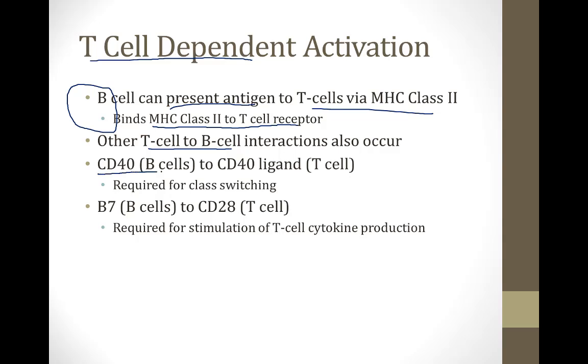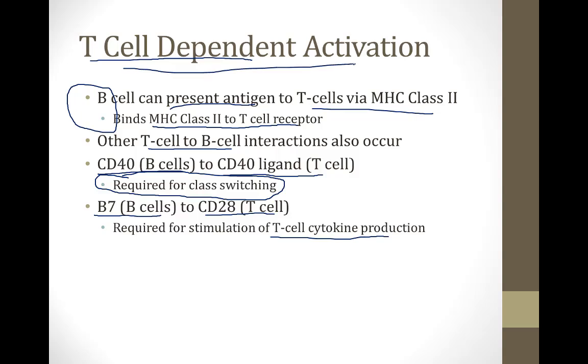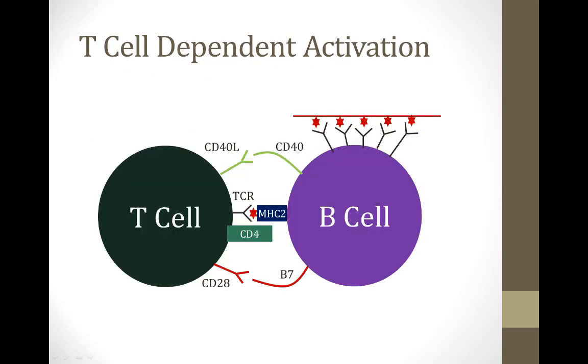One of those is binding of CD40 on B cells to the CD40 ligand on the T cell. This binding is required for class switching so that B cells can switch from producing IgM antibodies to make other types of antibodies. We'll talk more about how that process occurs in a minute. Another important interaction for T cell dependent activation is the binding of B7 on the B cells to CD28 on the T cells. This binding is required for stimulation of T cell cytokine production, and it is those cytokines from the T cells that drive the T cell dependent activation of B cells. So that's a lot to remember, so I've drawn a picture here to help remind you of all the interactions that are necessary for T cell dependent activation of a B cell.